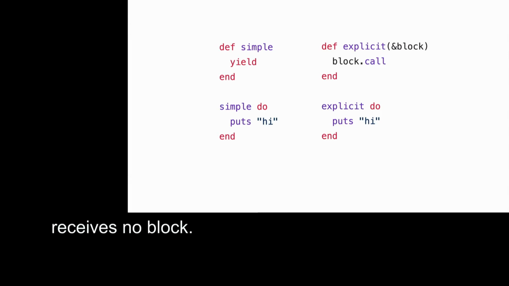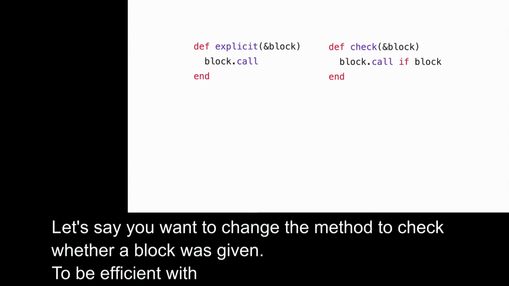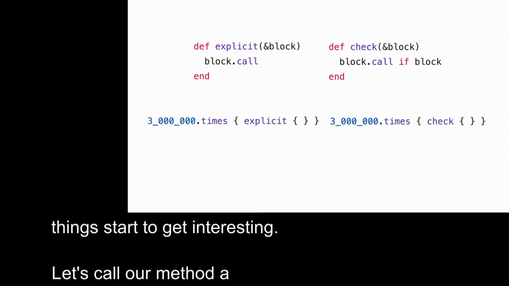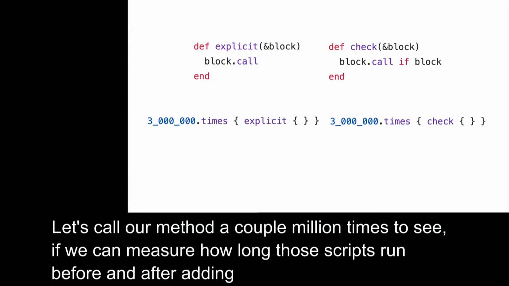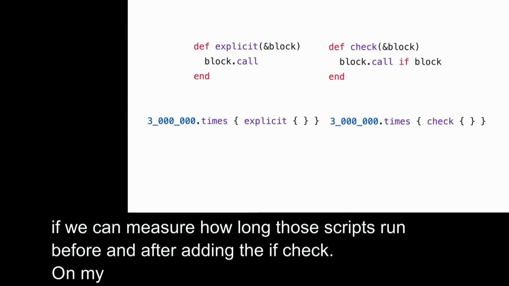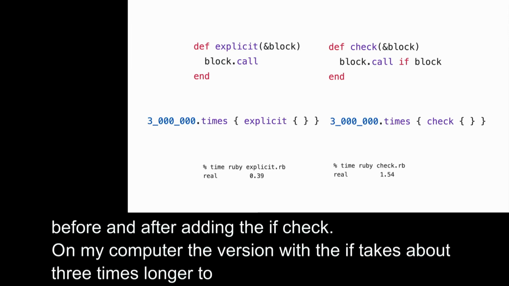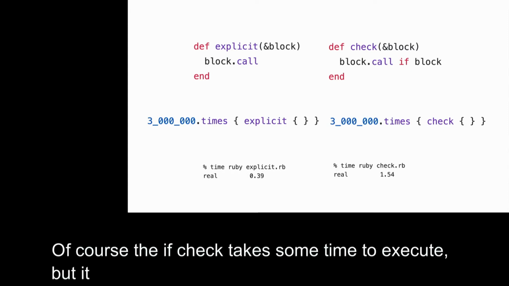Now, let's say you want to change the method to check whether a block was given, like this. If you want to be efficient with CPU time, this is where things start to get interesting. Let's call our method a couple million times to see if we can measure how long our script takes to run before and after adding the if check. On my computer, the version with the if takes about 3 times longer to run. Of course, the if check itself takes some time to execute, but it shouldn't make the script take 3 times longer. So what's going on?